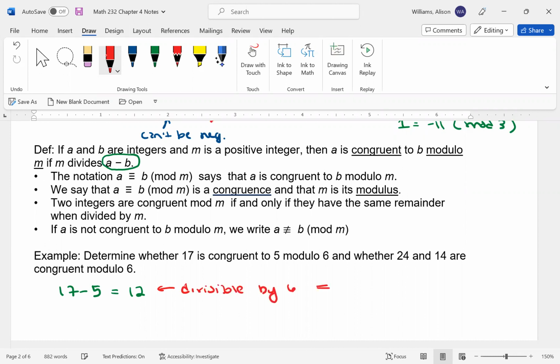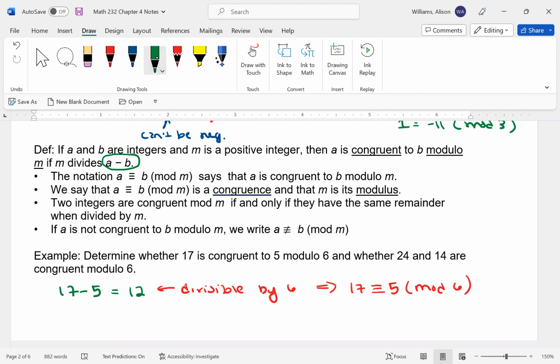Because this is divisible by 6, that means that 17 is congruent to 5 mod 6. If I divide 17 by 6, I get the same remainder as if I divided 5 by 6. So if I divide 17 by 6, that's going to give me 2 with a remainder of 5. And if I divide 5 by 6, well, remember, when you can't divide the number by 6, the number itself is the remainder. So 5 is its own remainder when we're dividing by 6. So yes, they're congruent. Let's try the next one.